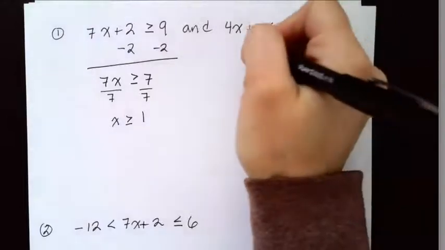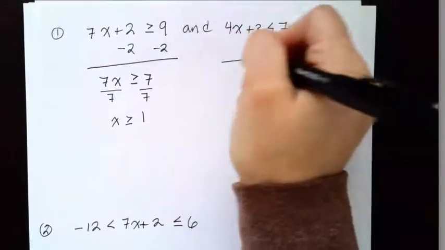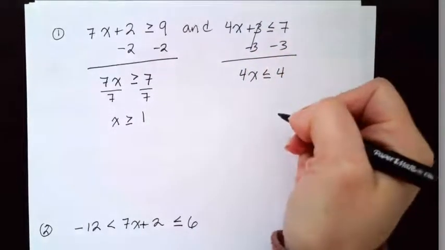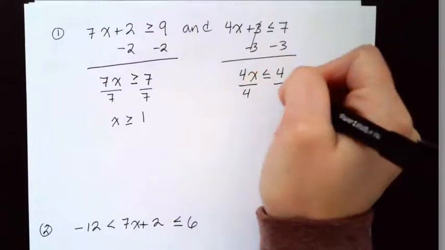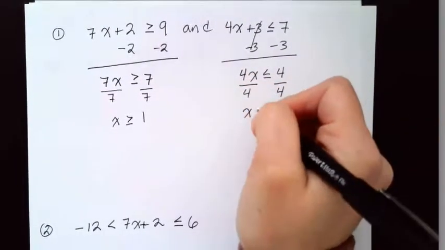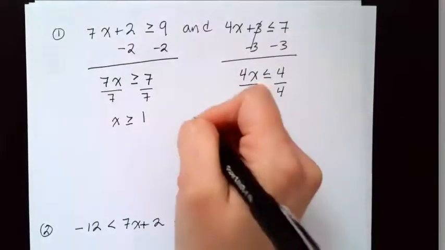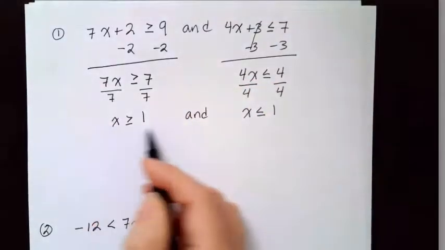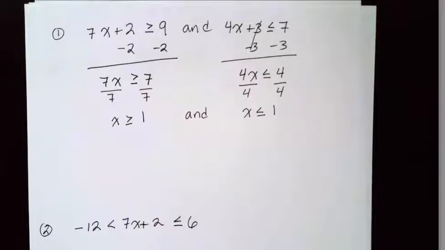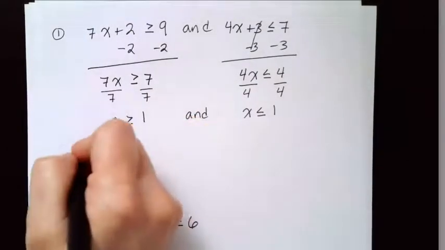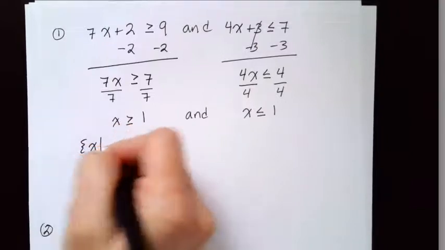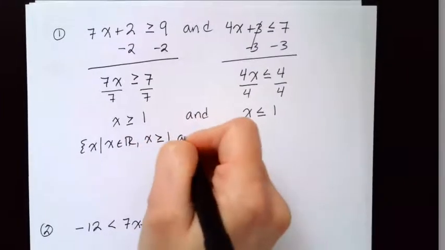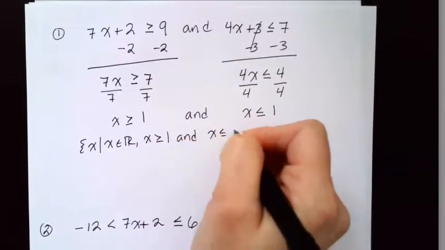For the other inequality, I'll subtract 3. 4x is less than or equal to 4. Divide by 4 on both sides. Here I have x is less than or equal to 1. So don't forget that this was an "and." It's still an "and," so I'm still writing my compound inequality. If I'm writing this in set builder notation, the set of all x such that x is a real number, x is greater than or equal to 1, and x is less than or equal to 1.